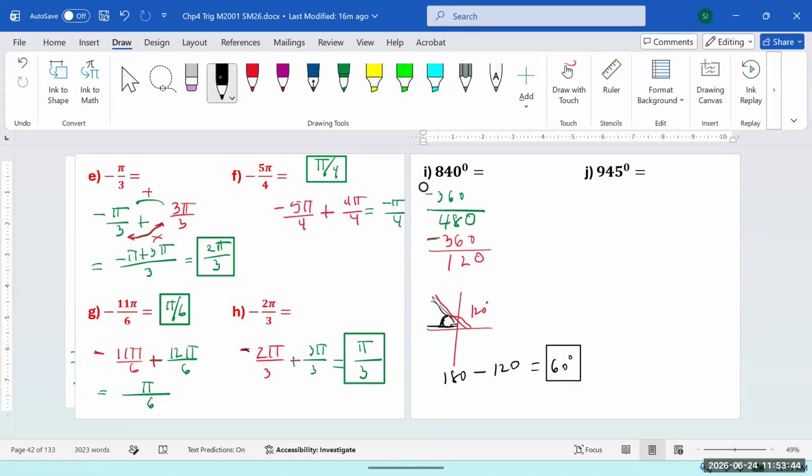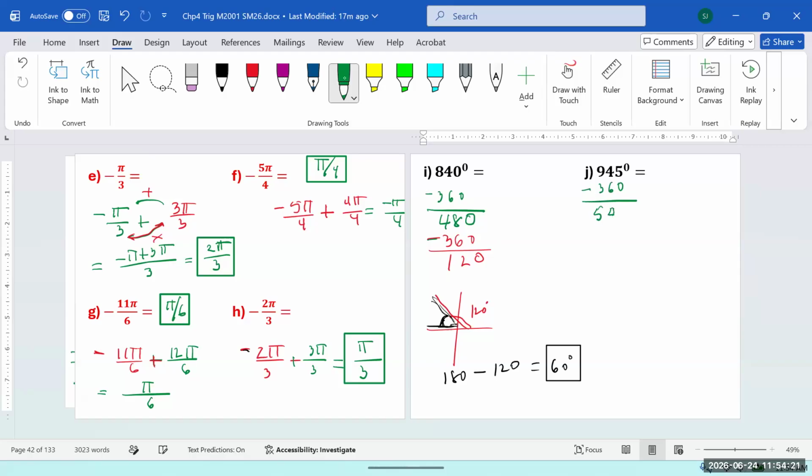Okay, the last one, 945. What do we do? 720. Why did you pick 720? 360 times 2. So if you already know your 36 times 2, 36 times 3, then you can try that. Or if you don't know, you can keep subtracting 360. It's up to you. So let me go with 360 because most people don't know. It's 720.